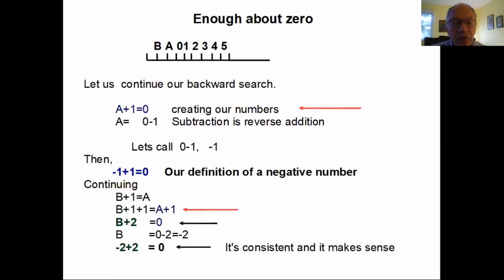If we continue, b plus 1 is equal to a. But if we add 1 to both sides, we get b plus 2 is equal to a plus 1. But we know a plus 1 is 0, so b plus 2 is 0. Subtracting, or doing reverse addition, we find that b is equal to 0 minus 2. Oh, we could call that negative 2, just as we did with negative 1. So now we see that we get some consistency.